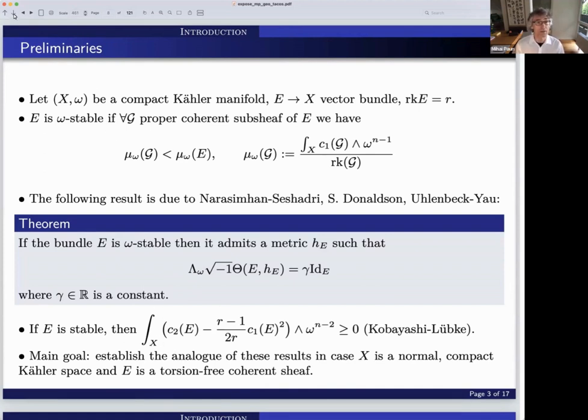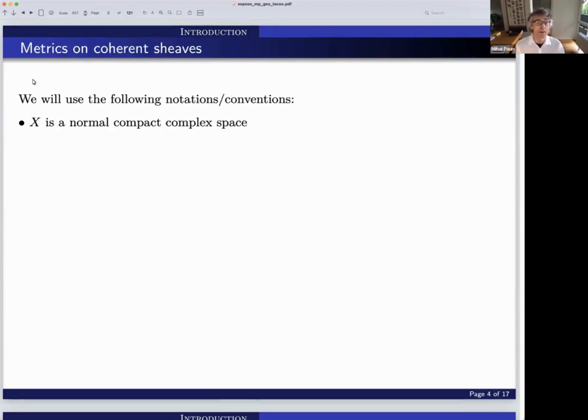Let's now just go through the main objects that will appear. In the first place, I have to make as precise as possible for you what would be a metric on a coherent sheaf. So there are many, many competing definitions for that. And then, let's see which is the one I will use here.